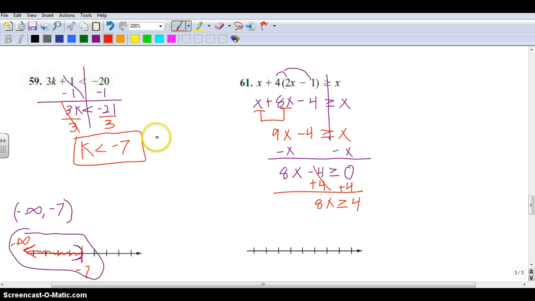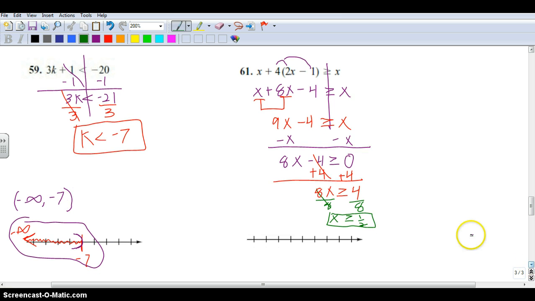So now the variable is isolated over here, completely isolated by dividing by 8. That cancels out, and we get x is greater than or equal to 1/2. And once again, don't freak out with the fractions. Not a big deal. X is all the values larger than 1/2.